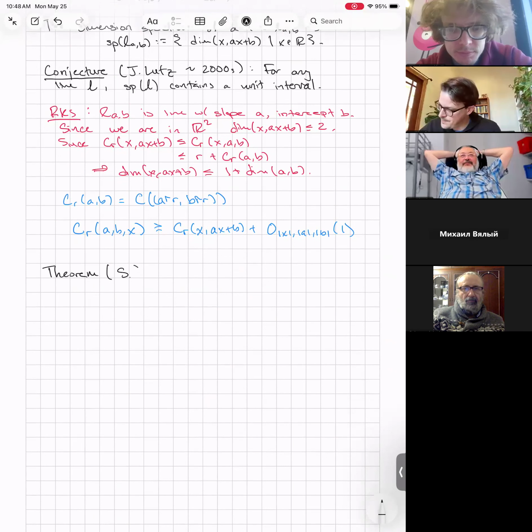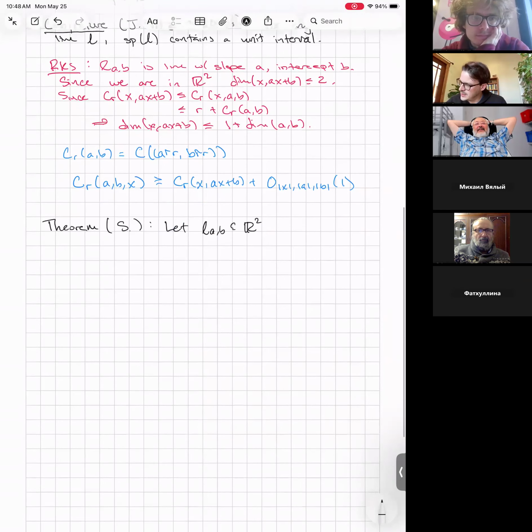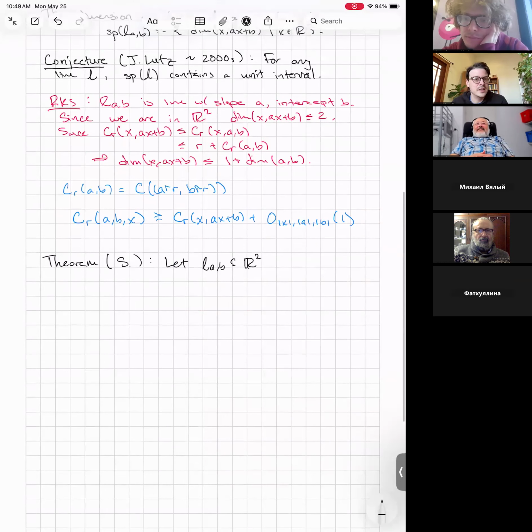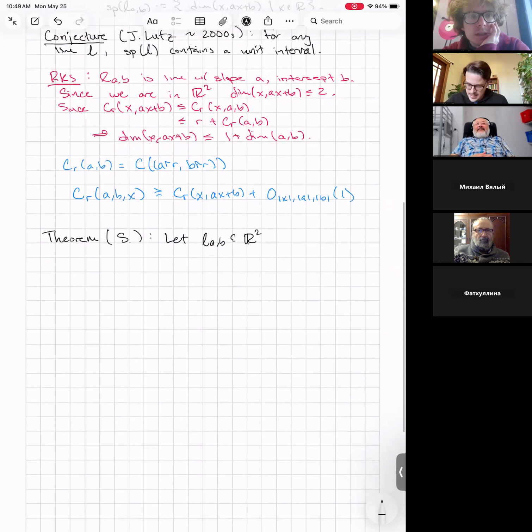So suppose I have a line in R2, and I can of course assume that the line isn't vertical. A vertical line clearly satisfies the dimension spectrum conjecture, right? So I have a non-vertical line in R2.